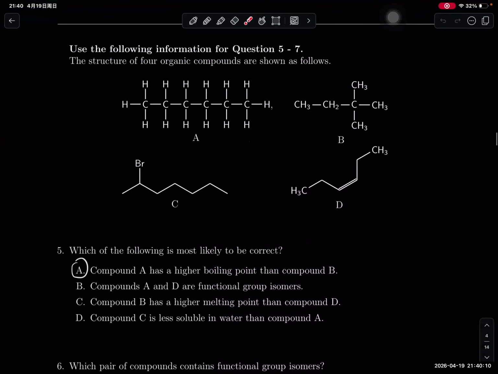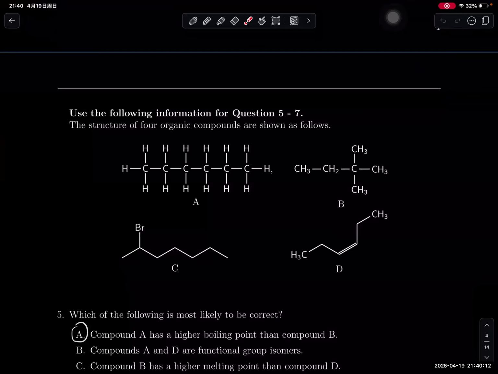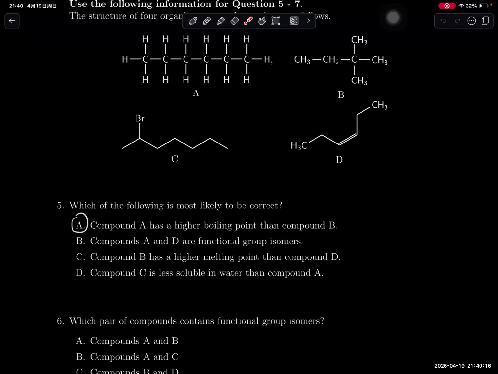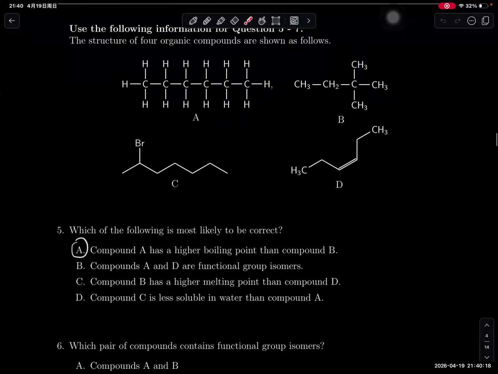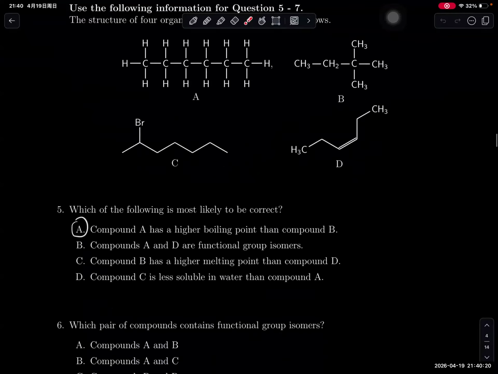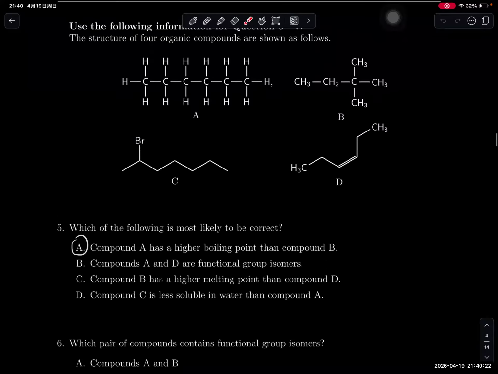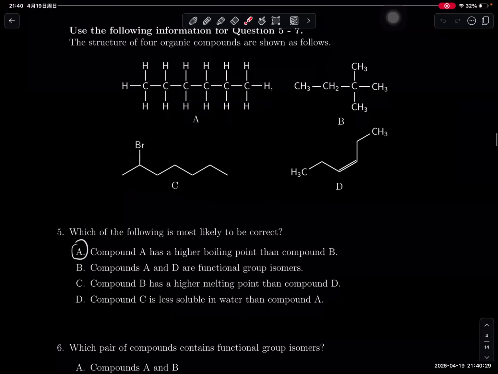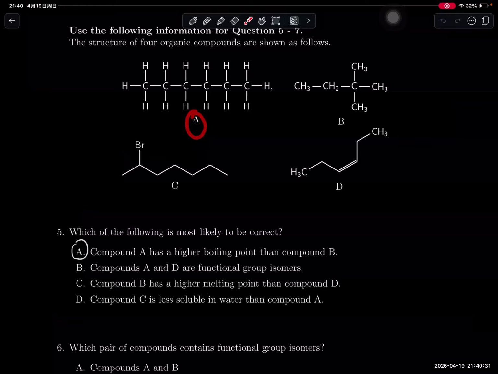Continuation. So we've got the A, B, C, D molecules. Which of the following is most likely to be correct? A is correct because it says compound A has a higher boiling point than compound B. It is true because compound A has a less bulky structure, while compound B is pretty bulky. So in terms of intermolecular force, it is more effective in compound A.